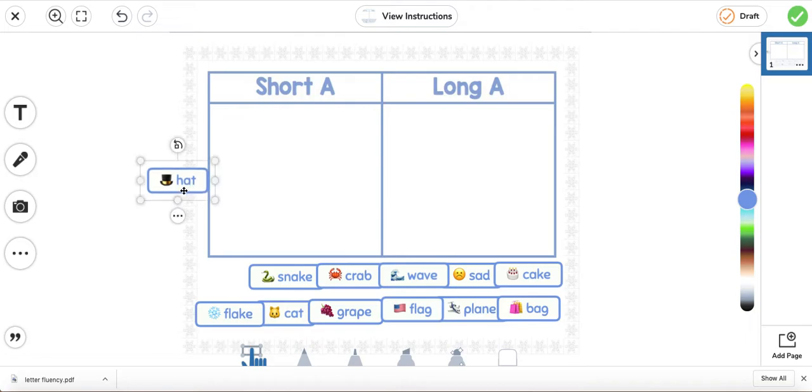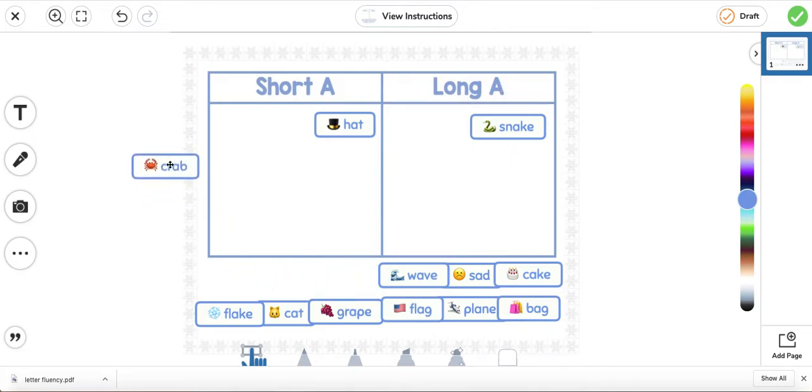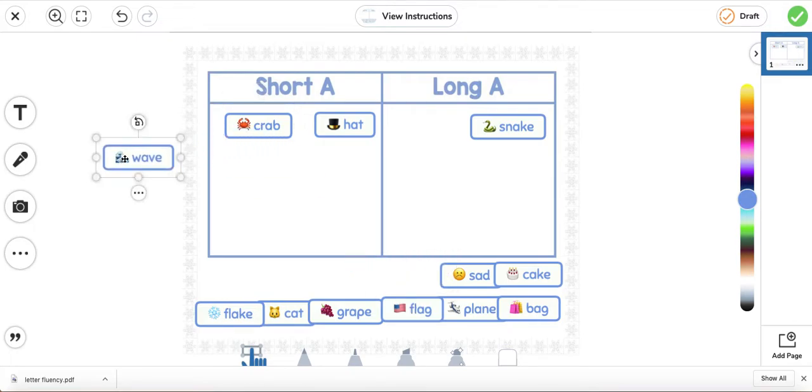Hat. Hat. Is it short A or is it long A? Short A. Let's look at the next one. Snake. Snake. Long A. Good job. Let's move on to the next one. Crab. Crab. Where does crab go? Short A. Let's look at the next word. Can you sound it out for me?